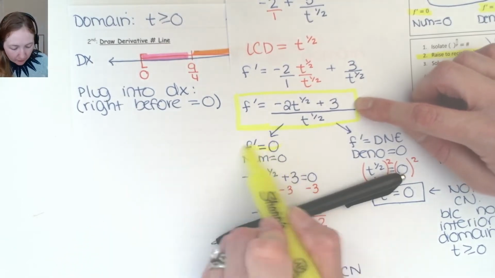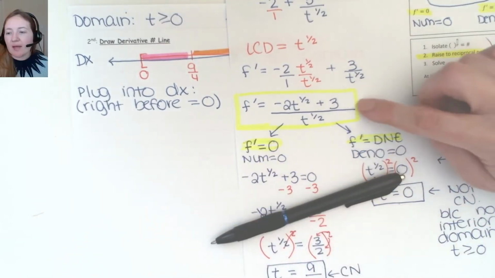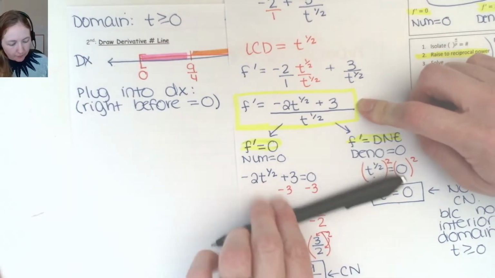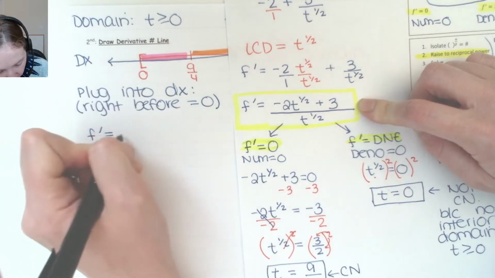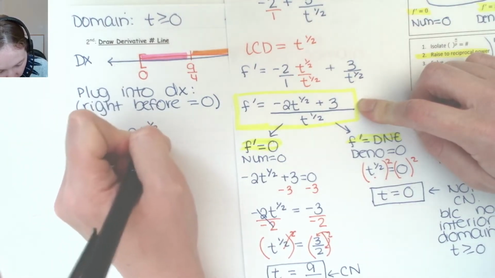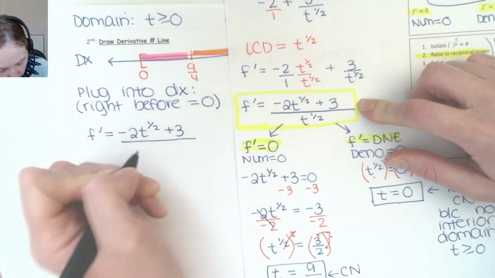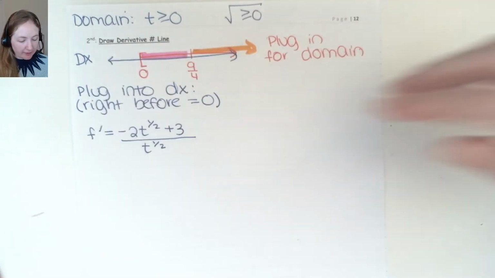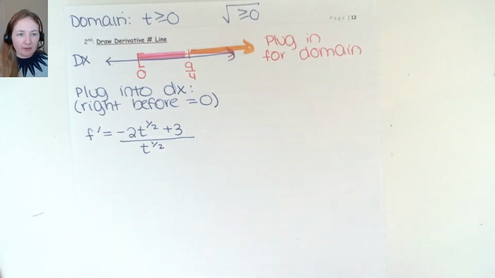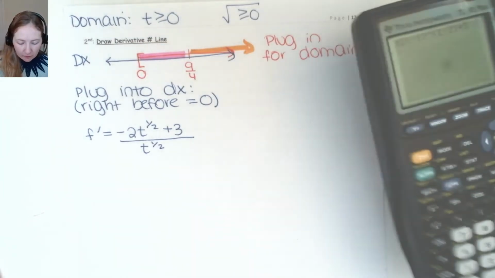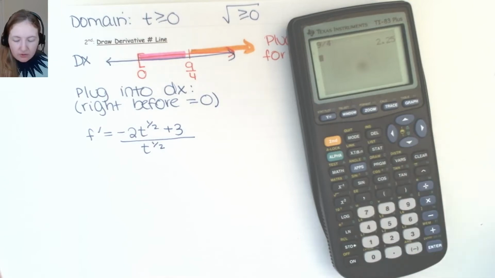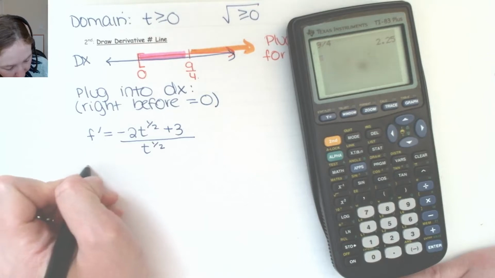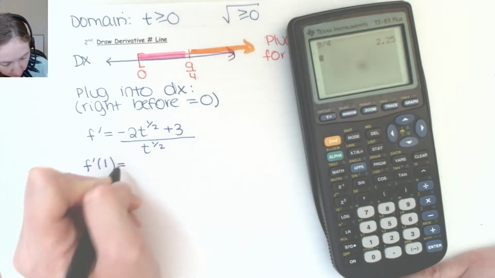So if you look back at your work right before you set the derivative equal to 0 and the derivative does not exist, this was your most simplified form. That's going to be most likely the most simplified version of our derivative. So we'll have f prime equals -2 t to the 1/2 plus 3 over t to the 1/2. And then I need to plug in a number between 0 and 9/4. 9/4 again is 2.25, so anything between 0 and 2.25 works. I'm going to plug in 1.